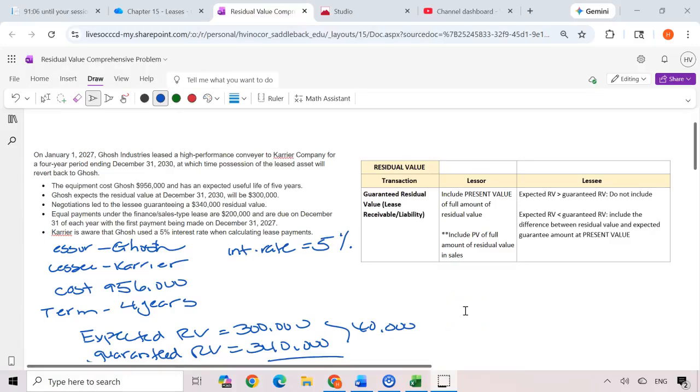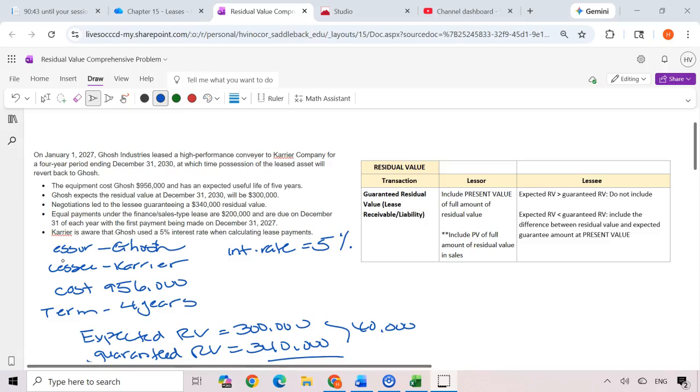Hello, in this video, I'll be going through a comprehensive problem with a finance sales type lease that has a guaranteed residual value. I've had to break up this video into two. My first video is to learn how to do it from the lessor side, and this video will be from the lessee side. I'll go through the facts first, and then I'll skip into the journal entries and the calculations.